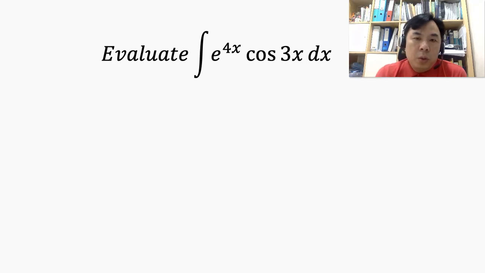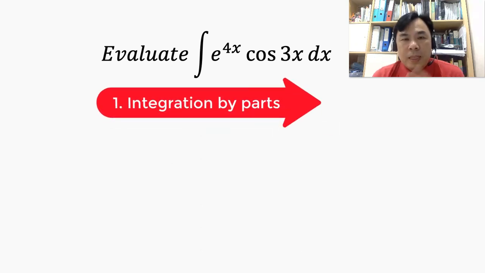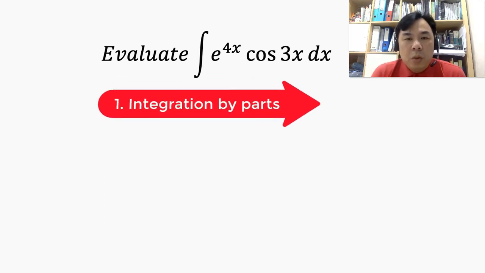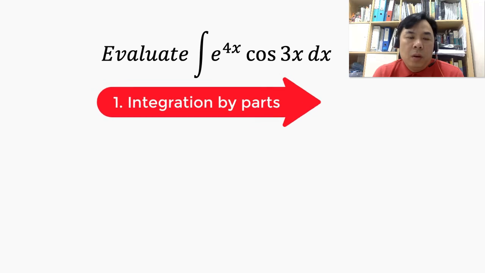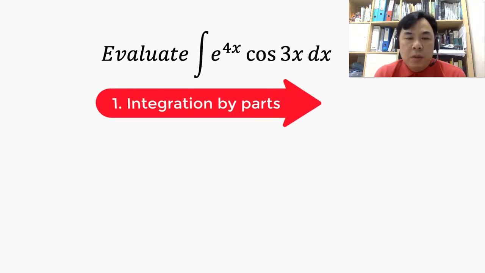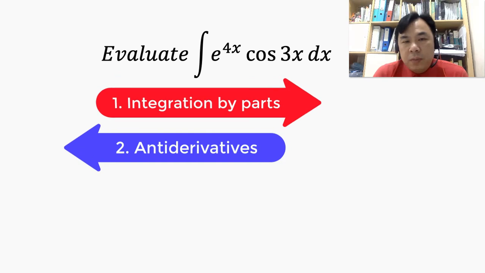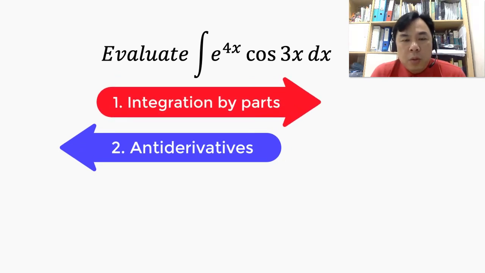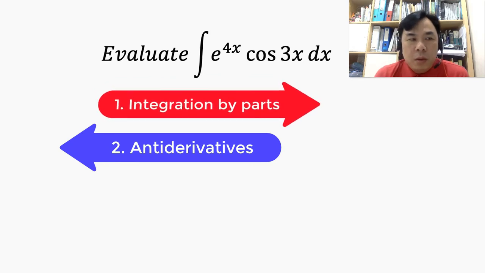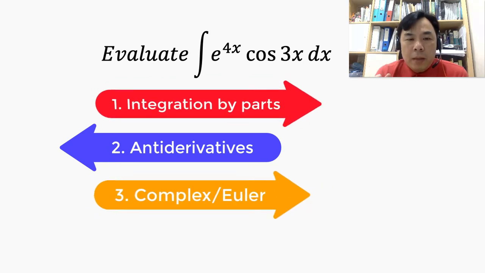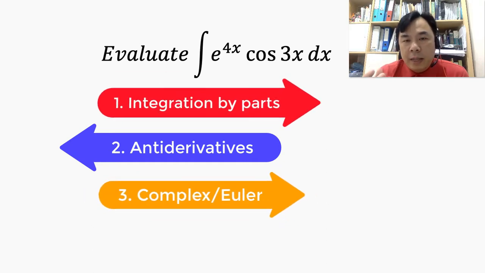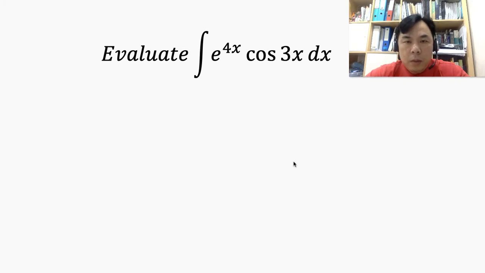First of all, we are going to start by revisiting the product rule, and how it is related to integration by parts. So that's the first method: we're going to use integration by parts. Secondly, we are going to make use of the antiderivative of one particular function relevant to this to evaluate the indefinite integral. So the second method is by using the antiderivative. Now the third method is a more unfamiliar one, which makes use of complex numbers and Euler's identity. All right, let's get started with this.